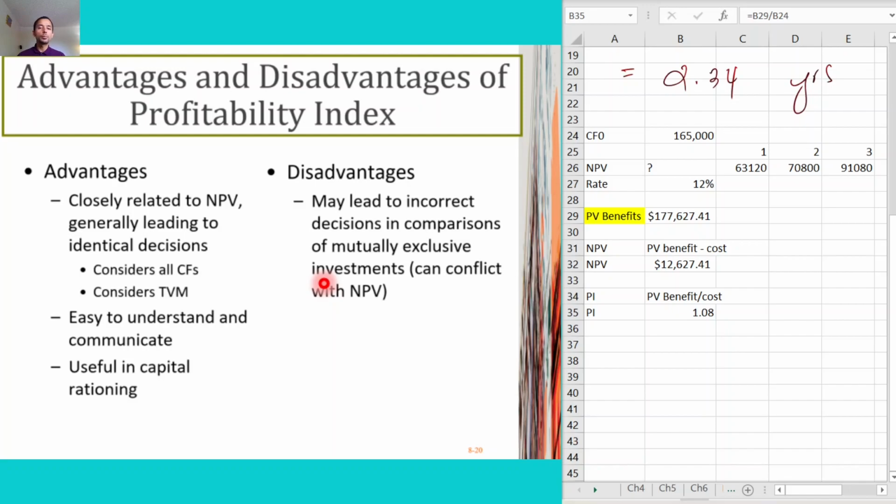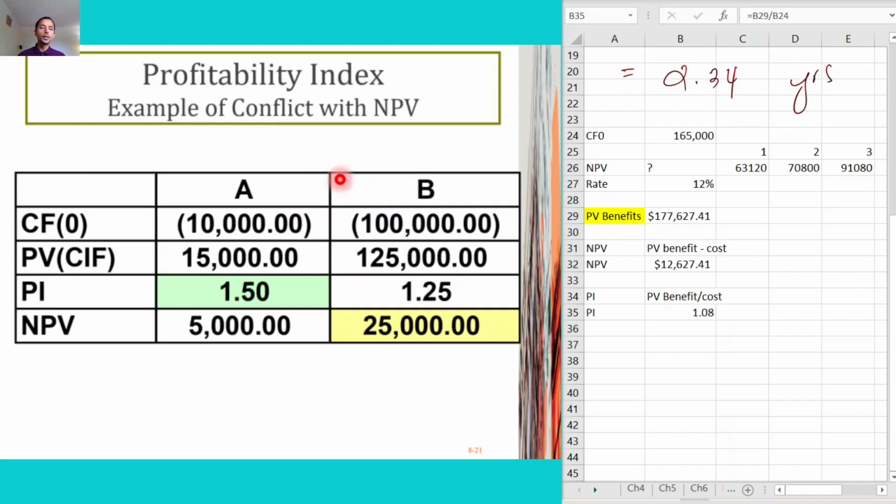So let's talk more about this. Here is an example of conflict with NPV. Let's say there is a project that costs $10,000, and another that costs $100,000. These are two different projects, project A and project B. The firm can take only one of these. If it takes A, it cannot take B. If it takes B, it cannot take A. Oftentimes that's what happens for companies.